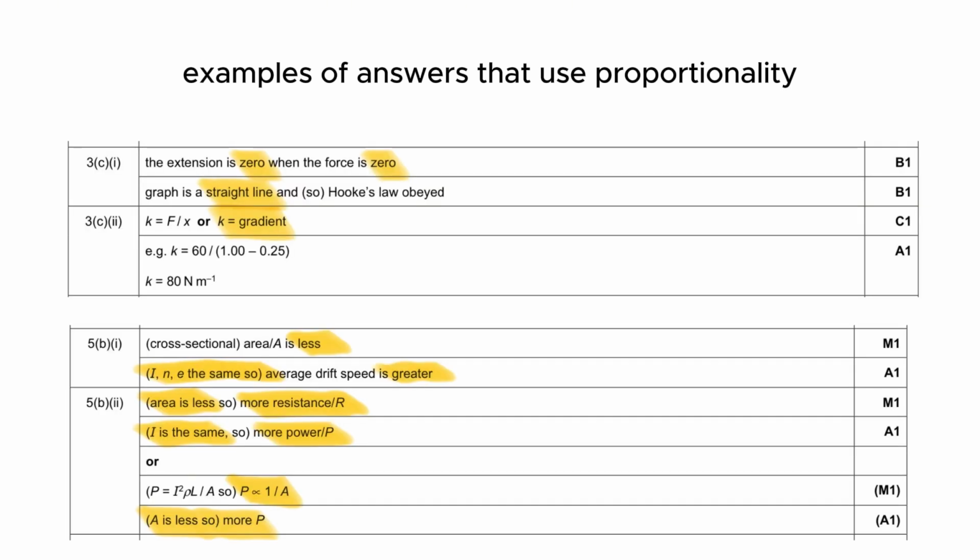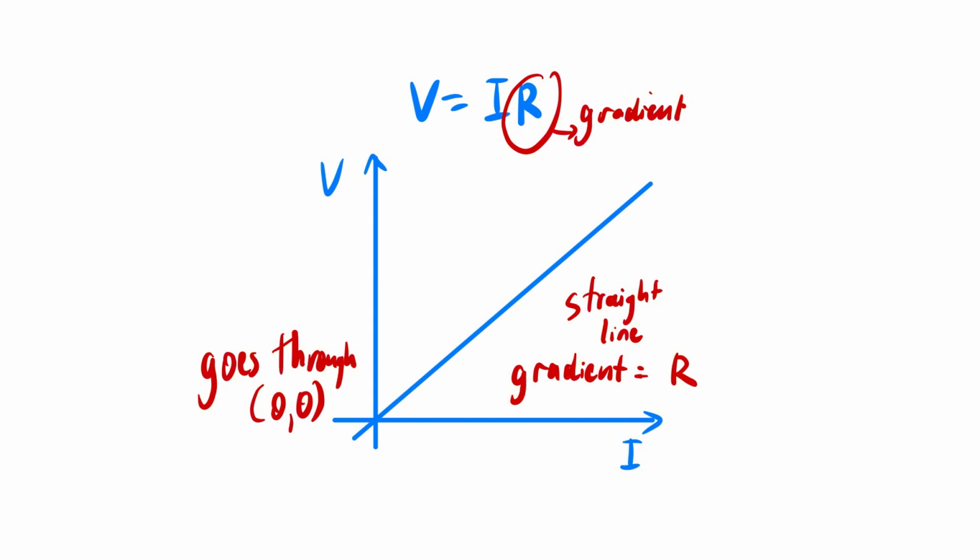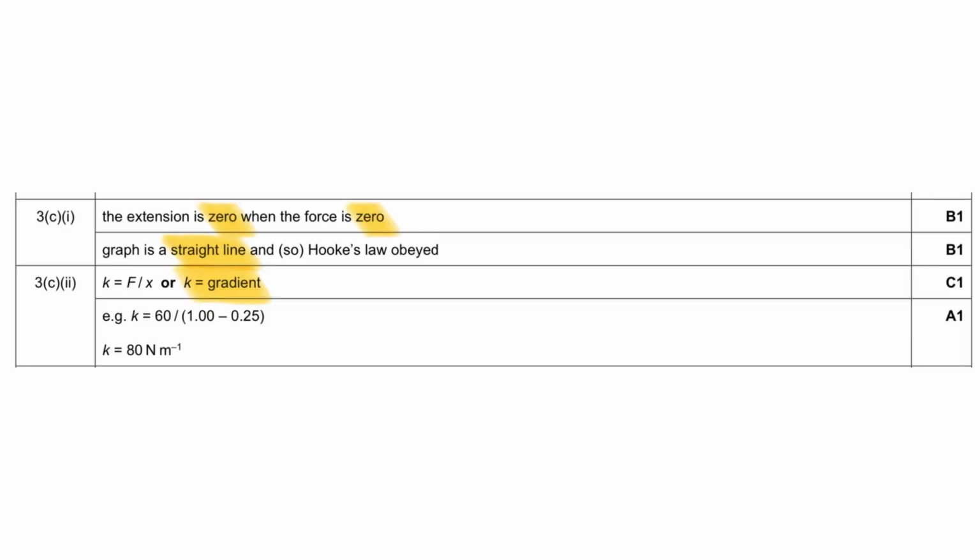Another thing that's useful to know about proportionality is the way that it can be displayed on a graph. If you draw a graph where this axis is V and this axis is I, you then draw a line relating V and I. The line will always be a straight line that goes through the origin, and that is a sign of proportionality. Whenever a question asks you, how do you know that these two things are proportional, you say it's a straight line and it goes through the origin.